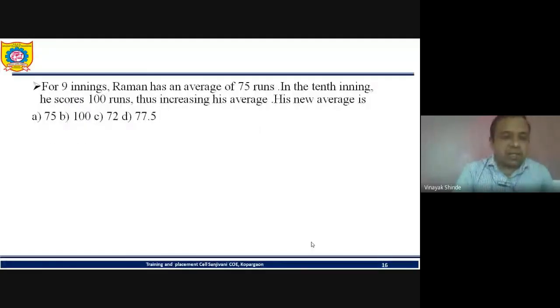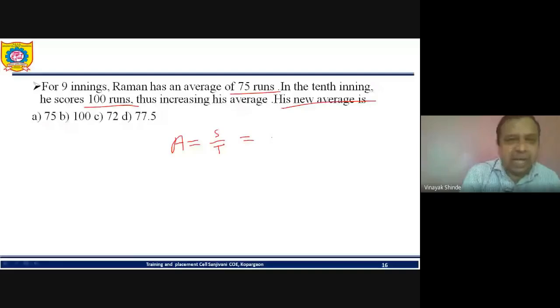Yes, this is another question. For 9 innings, Raman has an average of 75 runs. In the 10th inning, he scored 100, thus increasing the average. What is his new average? Again, the same logic: average is equal to sum divided by total. So how many innings has he played? He has played 10 innings in total, 9 innings and then the 10th inning where he scored 100.